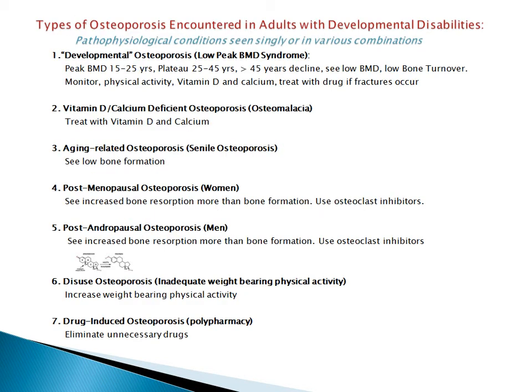Once again, going back to the types of osteoporosis encountered in adults with developmental disabilities, there's the low peak bone mineral density syndrome, osteomalacia, senile osteoporosis, postmenopausal, postandropausal, disuse osteoporosis, and drug-induced osteoporosis from polypharmacy. And there can be combinations. In fact, there probably are more commonly combinations of these different conditions.